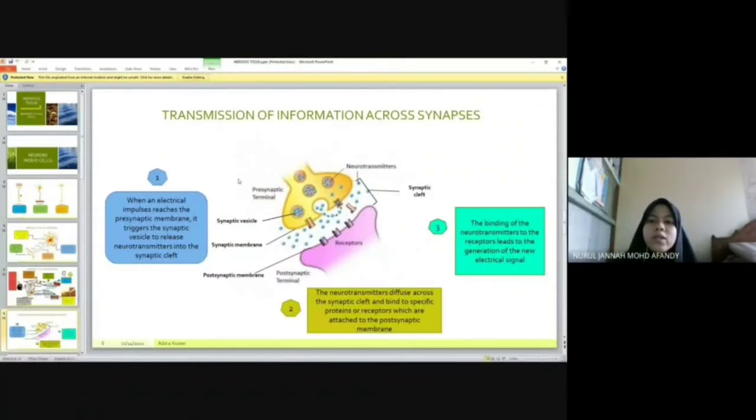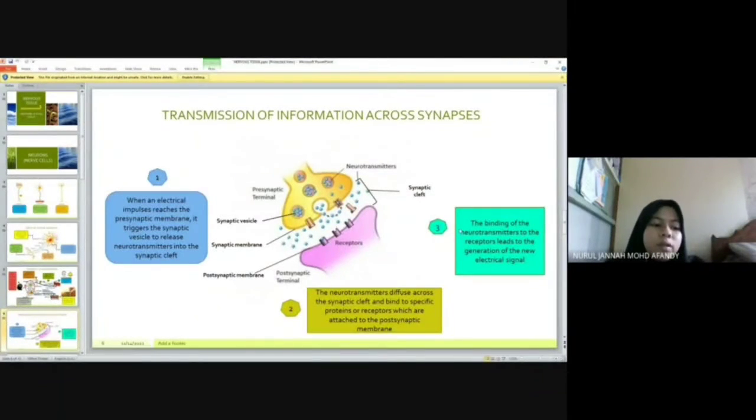Transmission of information across synapses. First, when an electrical impulse reaches the presynaptic membrane, it triggers the synaptic vesicle to release neurotransmitters into the synaptic cleft. Second, the neurotransmitters diffuse across the synaptic cleft and bind to specific proteins or receptors which are attached to the postsynaptic membrane. The binding of the neurotransmitters to the receptors leads to the generation of the new electrical signal.